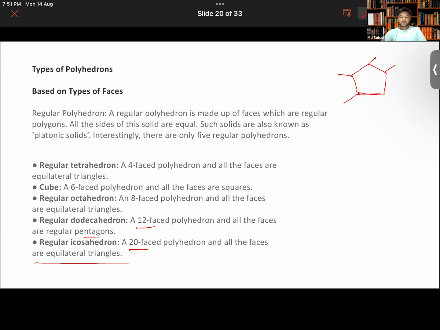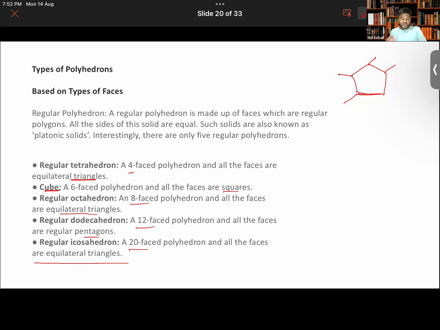Any confusion so far? No. Okay, just remember the number of faces in them, that is important. A tetrahedron is made up of equilateral triangles, while a cube is made up of squares. You have already studied this. And a regular octahedron has how many equilateral triangles? 8. So the number of faces and the number of polygons is the same here. That is pretty simple. The tetrahedron has 4 faces and 4 triangles. The cube has 6 faces, 6 squares.